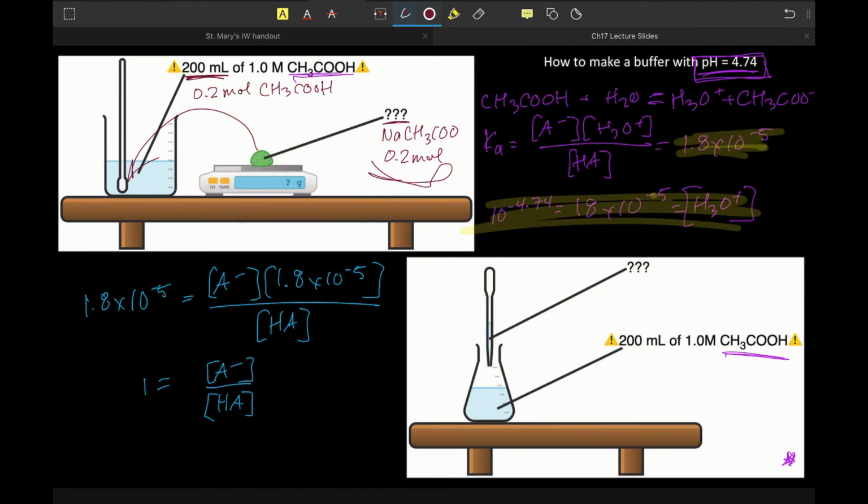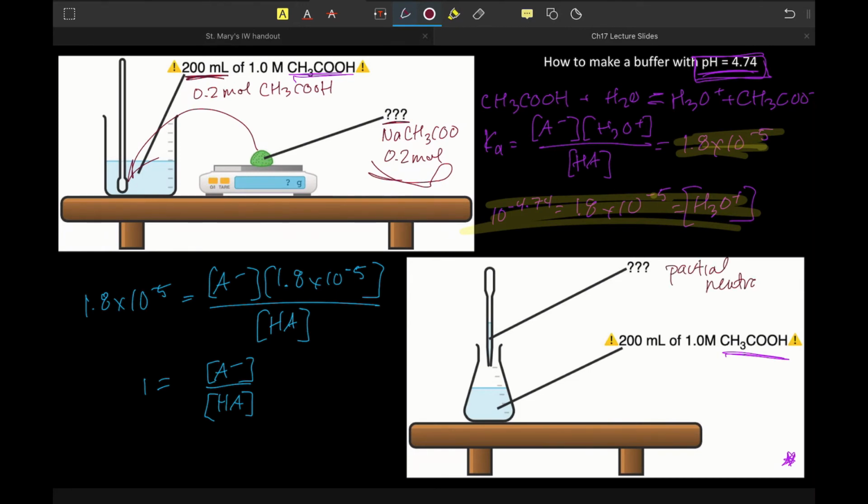All right, now the other method is technically easier, as in, if we were sitting in a lab and we had to do it, it's actually easier. But for whatever reason, it's a little harder to wrap your mind around. I don't know why. But this method would be called partial neutralization.